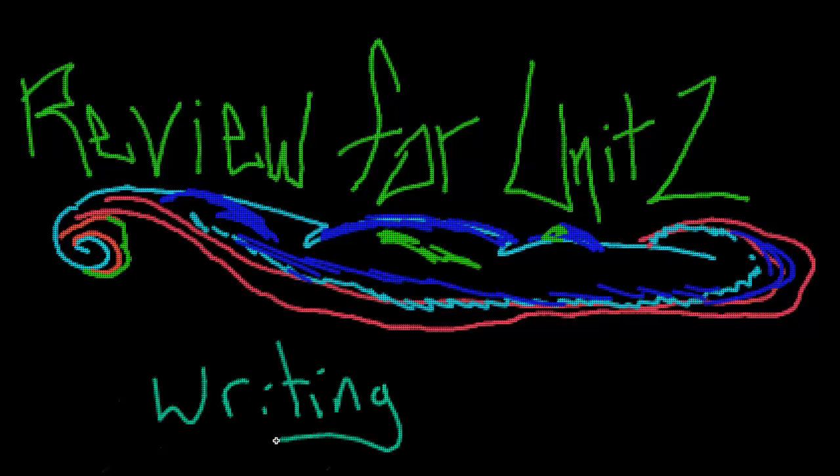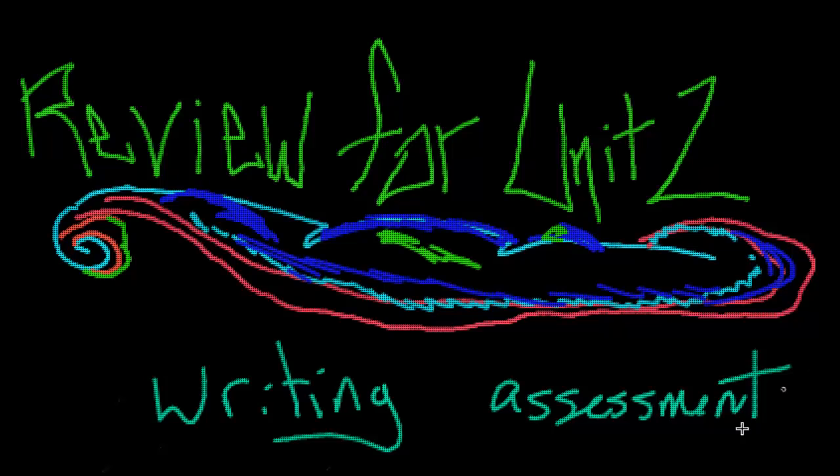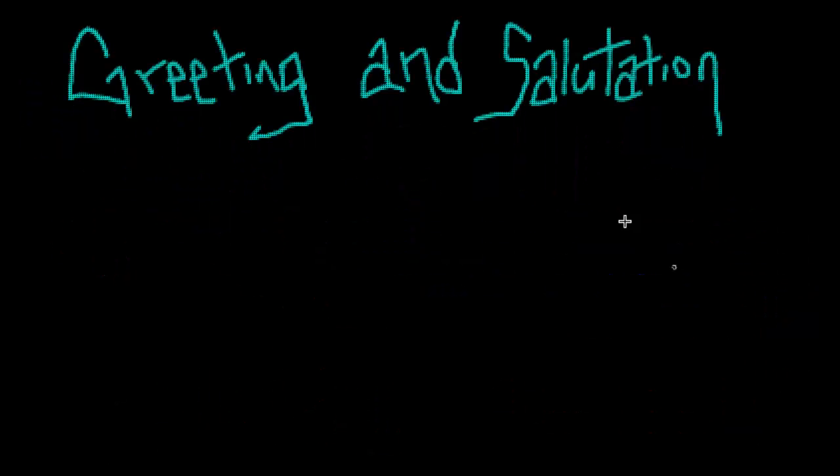In this lesson, we will be reviewing for the Unit 2 writing assessment. So we're going to go over a lot of the major things we've talked about and all the grammar you need to complete this assessment. So, let's begin. The first thing you need to be able to do is give us a greeting and a salutation. The greeting's pretty simple. You know it.